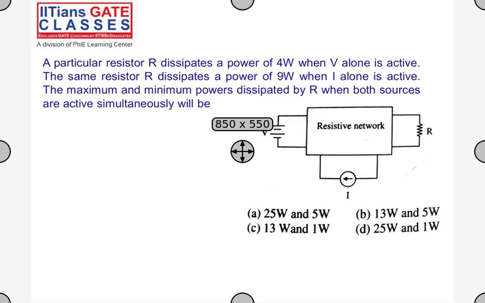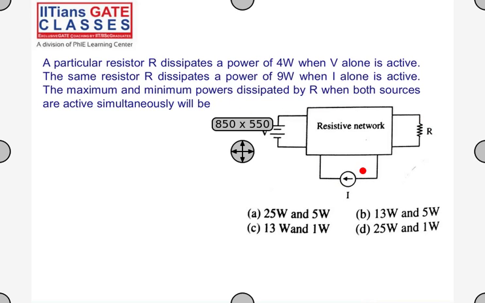So try solving this question. A particular resistor R dissipates a power of 4 watts when voltage source V alone is active. The same resistor R dissipates a power of 9 watts when current source I alone is active. The maximum and minimum power dissipated by R when both the sources are active simultaneously will be.